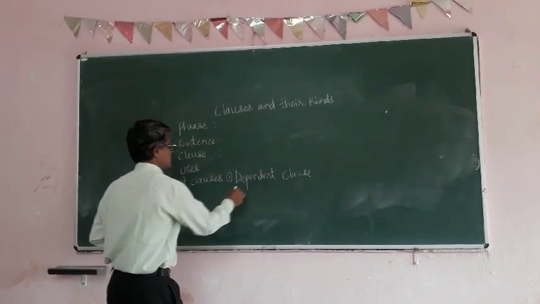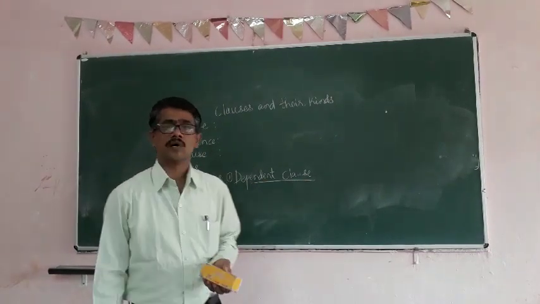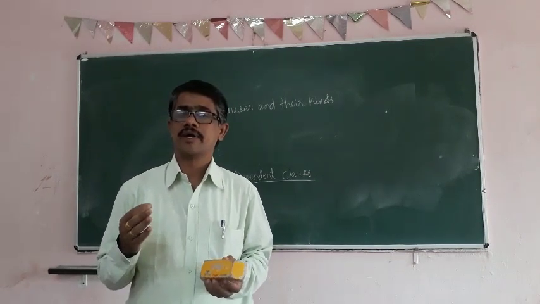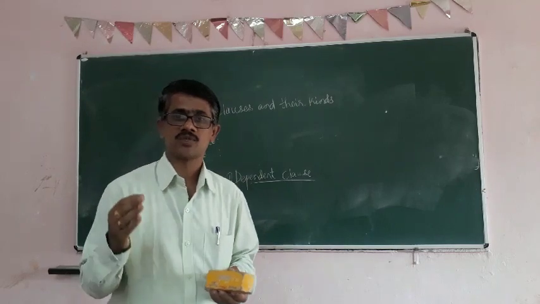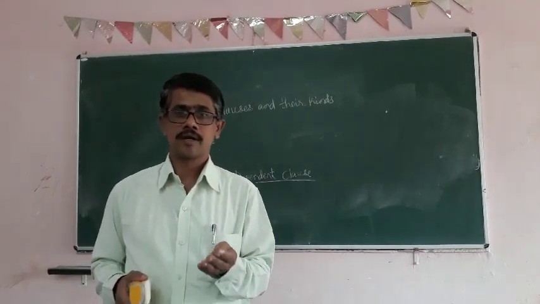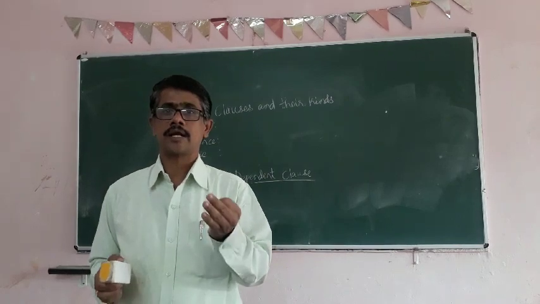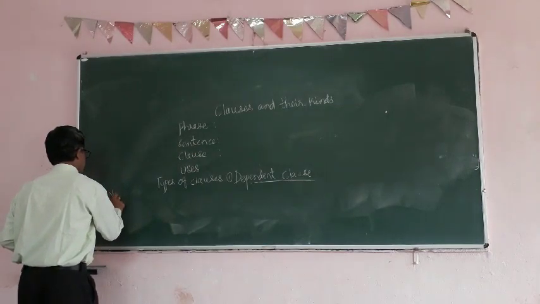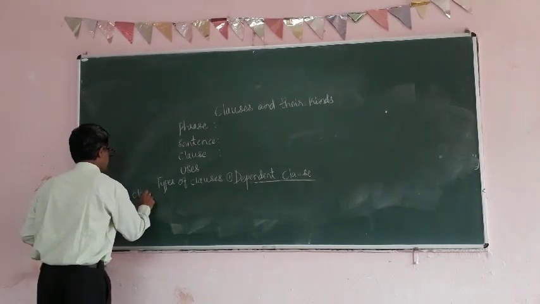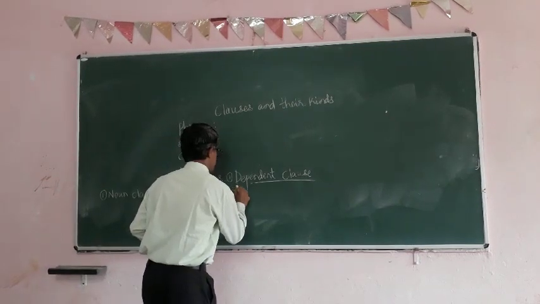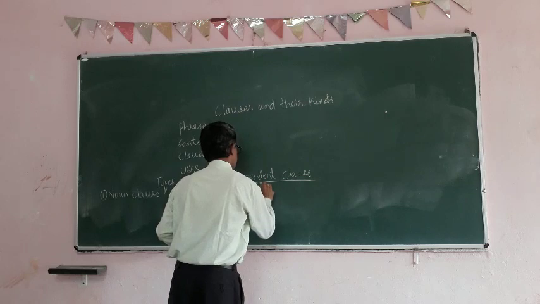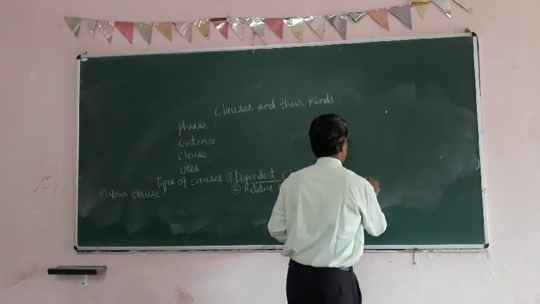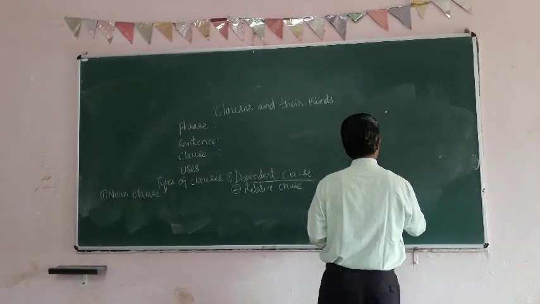Next point is dependent clause. A dependent clause can be further divided into three subgroups. They are, first one, noun clause, second one, relative clause, and third one, adverb clause.